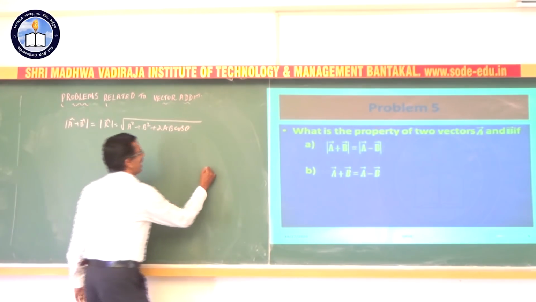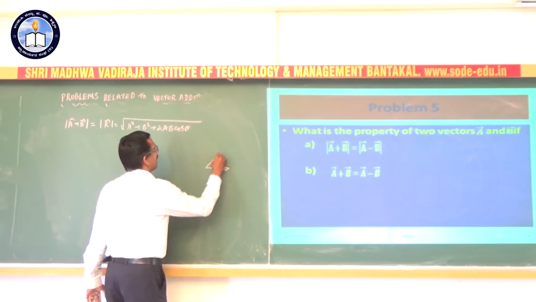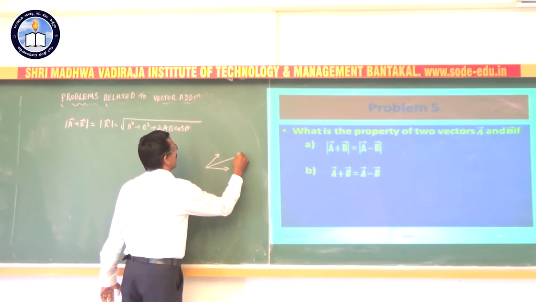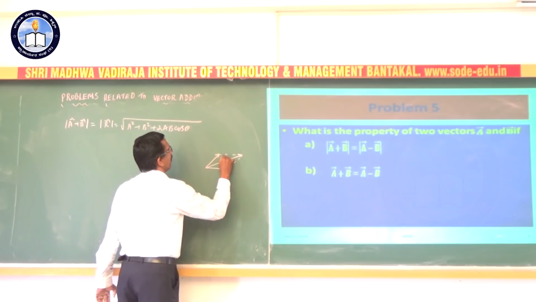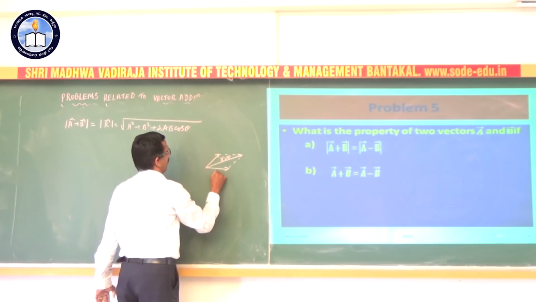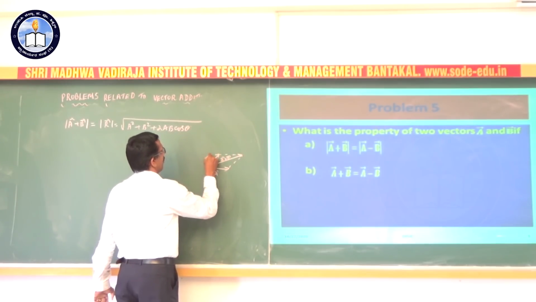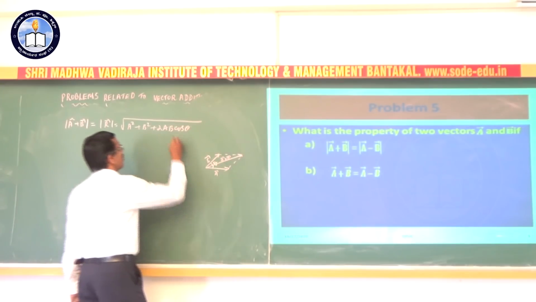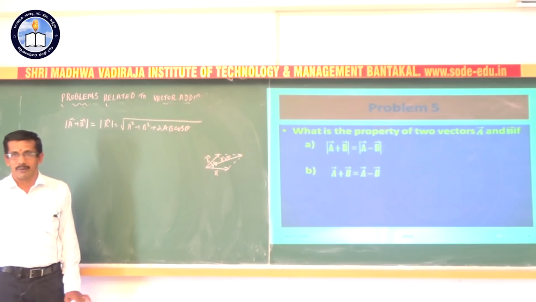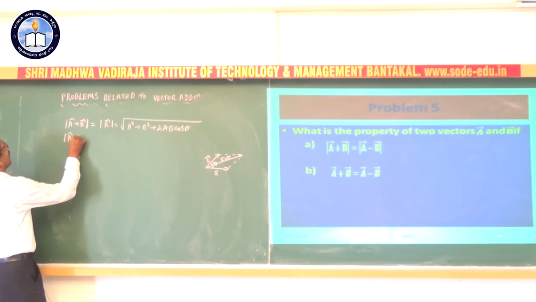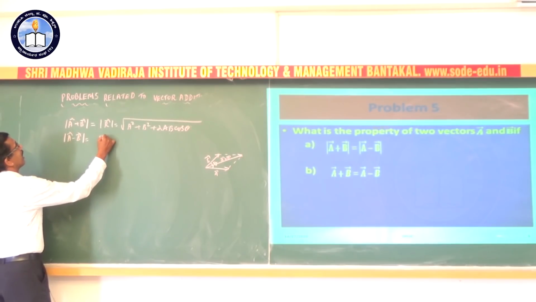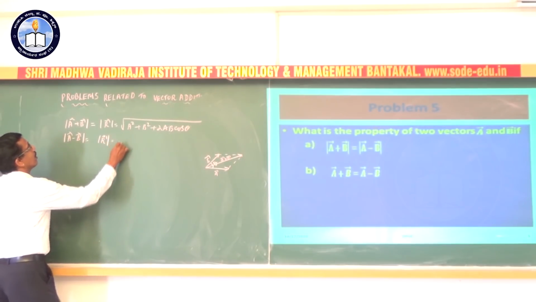Because if A is one vector, B is another vector, then this is nothing but A plus B, completing the parallelogram, drawing the diagonal. A, B. This is angle theta. This is the formula for magnitude. Right? Now, what is magnitude of A minus B?